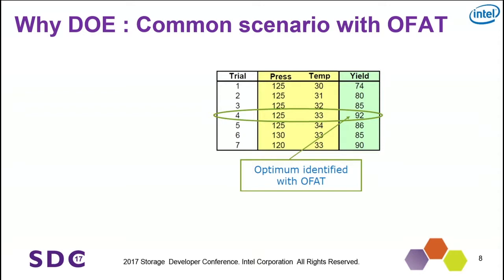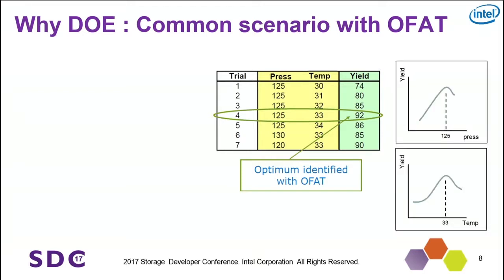So what he did is, as you can see, he has 7 trials here. He kept the pressure constant at 125 psi, and he changed the temperature. So in trial one, pressure at 125, temperature at 30 Celsius, he ran the test with this setting and measured the yield, and so on. So basically what he's doing is one factor at a time.